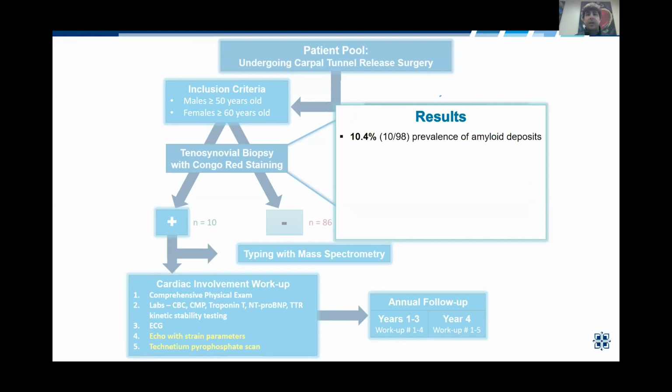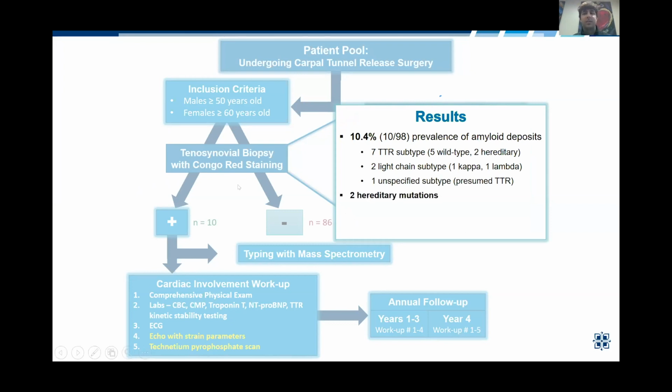So we found that around 10 out of 98 patients, so around 10%, had amyloid deposits in the carpal tunnel. 7 had a TTR subtype. 2 actually had genetic mutations. 2 were light chain subtype, 1 kappa, 1 lambda. 1 was unspecified, which was presumed to be ATTR, or TTR rather. Again, 2 hereditary mutations. All the biopsy positive patients had bilateral symptoms.